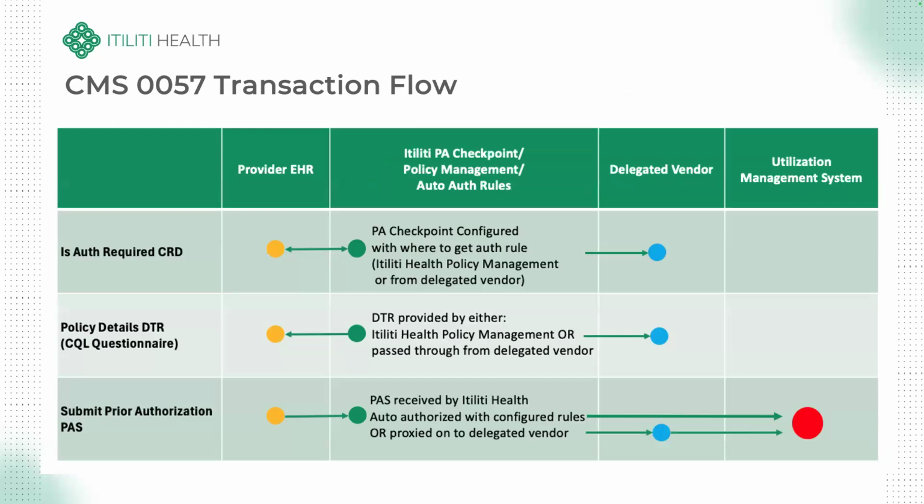So that overview of the transaction details and the method by which they're sent, similar to a web page submission, helps to explain a little bit about how these transactions flow. So if we think about it from the perspective of that first transaction, first row is authorization required, or CRD. The provider EHR is sending that transaction through the network, and it ultimately reaches a payer's rule system for whether or not prior authorization can be approved.